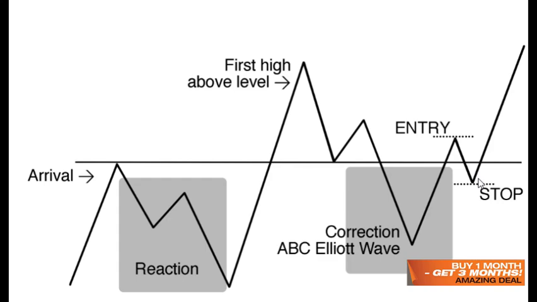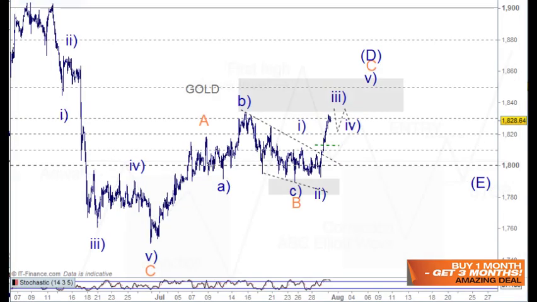So this little pattern here has got all of this pattern in this little area. Over here we'll have the arrival, the reaction, the first high above the level, the ABC pattern, and then up. So we'll be able to refine that much more. It's at this point we'll either be going down or going up. So that's what we'll be looking at at that point in the game.